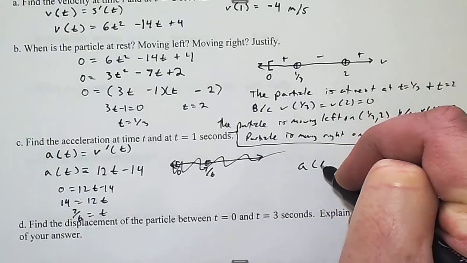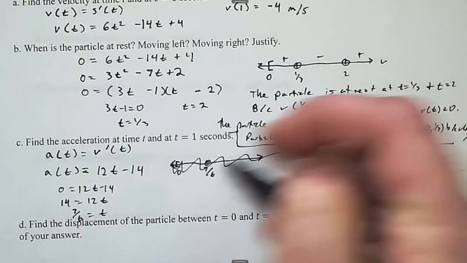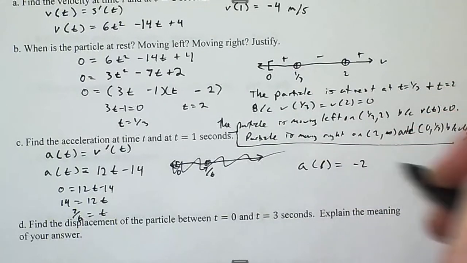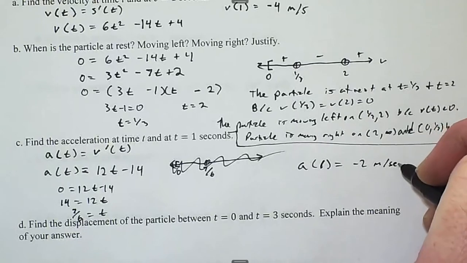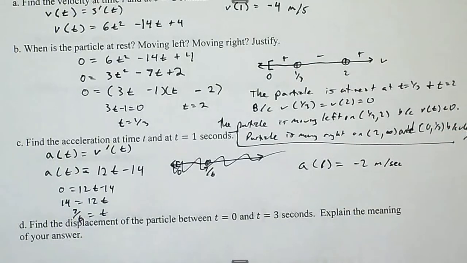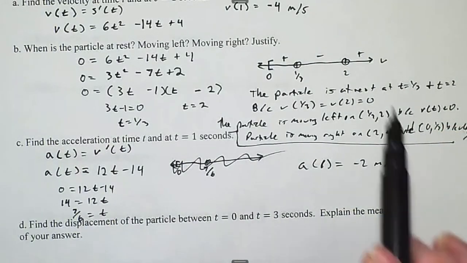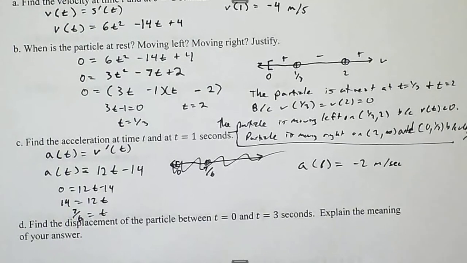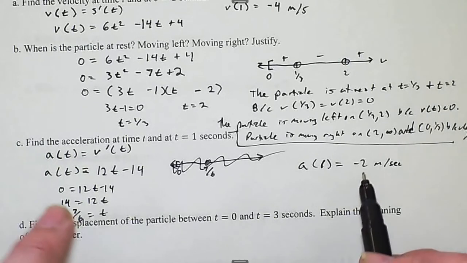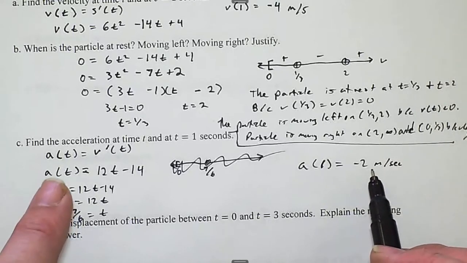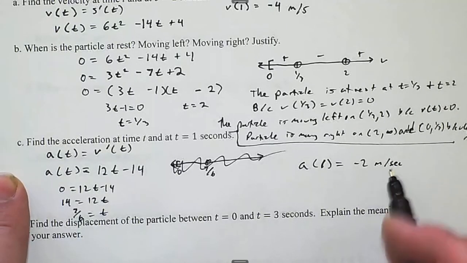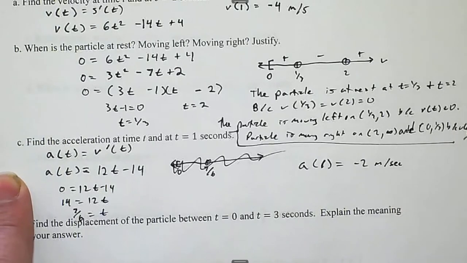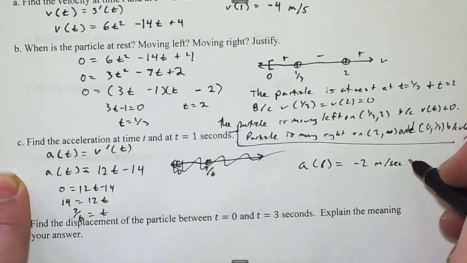But let's find the acceleration at time 1, like it asked. That would be -2. And the units would be meters per second per second. Since our y value is meters and our independent variable is seconds, every time you take the derivative, it becomes per the x coordinate. So when taking the derivative of velocity, my units on y were meters per second and my units on x were seconds, so now I add another per second.